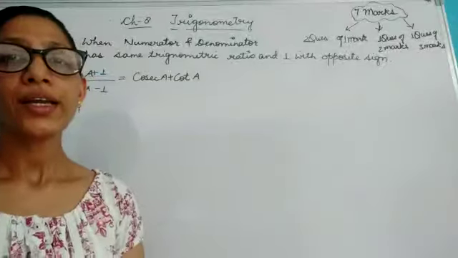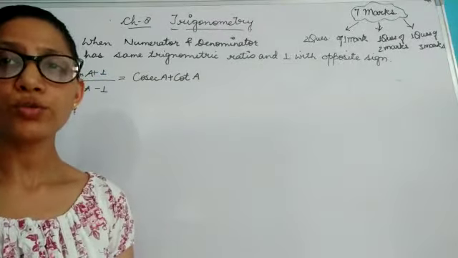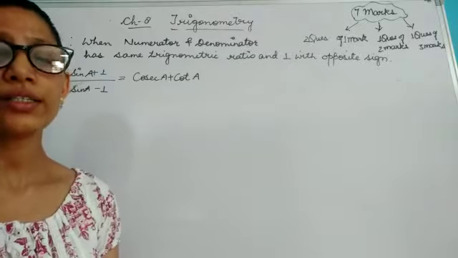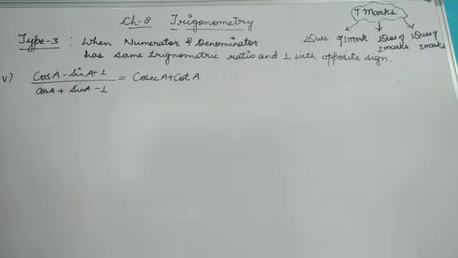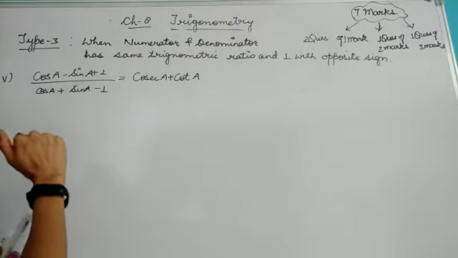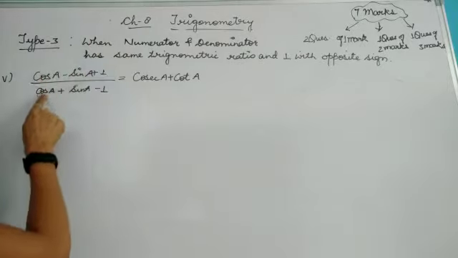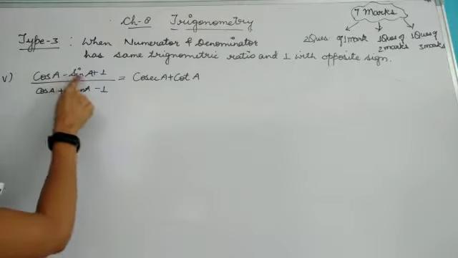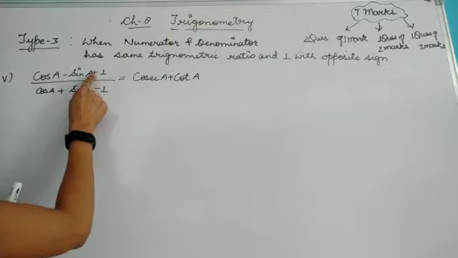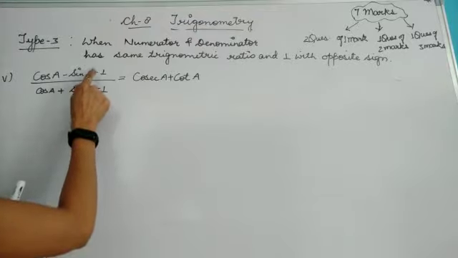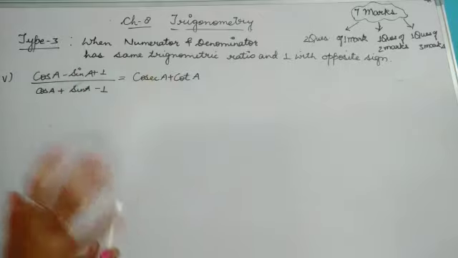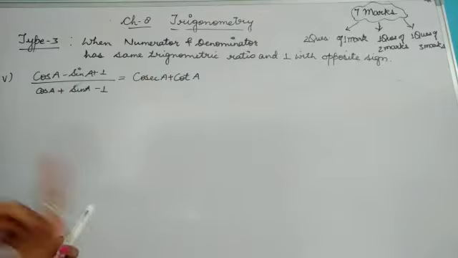Hi everyone. In this video, I am going to make you understand type 3 of trigonometric identities. Look here children, I have written type 3, and this is how you can identify that it is type 3. Whenever your numerator and denominator contain the same trigonometric ratio along with one, and with a different, or I can say opposite sign, then we have to perform a particular method.